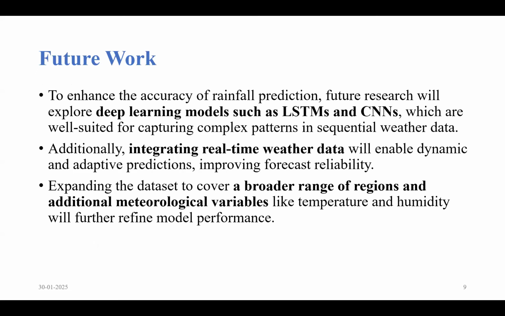To overcome these challenges, we propose several future improvements. To enhance the accuracy and usability, we plan to use deep learning, like implementing LSTM (long short-term memory) and CNN (convolutional neural network) for improved sequence-based predictions. We can integrate real-time data using satellite and IoT-based weather sensors for dynamic predictions. Expand the dataset, adding more meteorological variables like temperature and humidity.